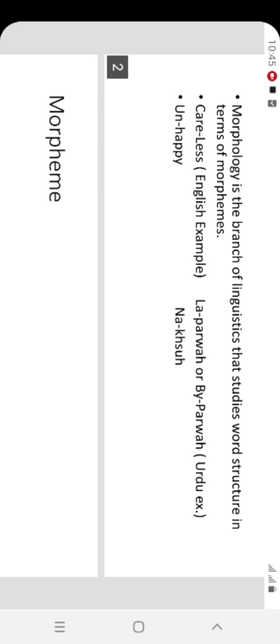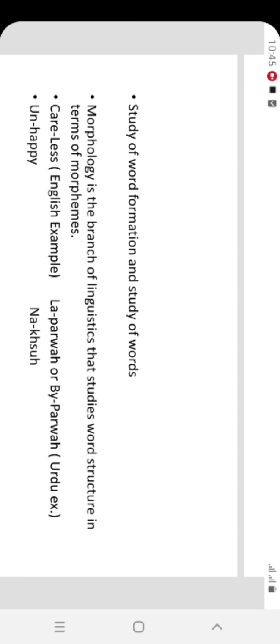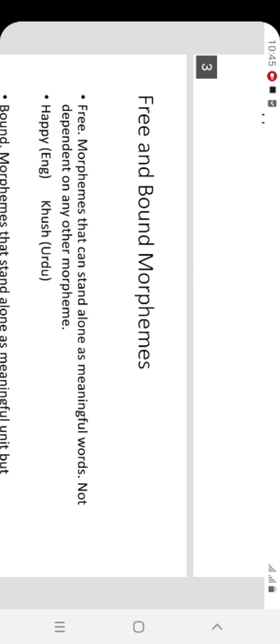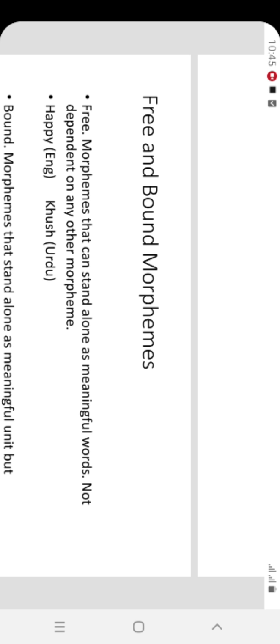So today we discussed only morphology, a branch of linguistics. It's the study of forms of words, formation of words, you can also call it, and its definition. Then some examples of morphology. Then we have morpheme, the minimal unit of meaning or a grammatical function. Grammatical function means sometimes the word behaves as a verb, and with the addition of some bound or free morpheme, it turns into an adjective or noun. And then we discussed free and bound morphemes. So this was our today's lecture. So you have to find as many examples from Urdu language as you can.